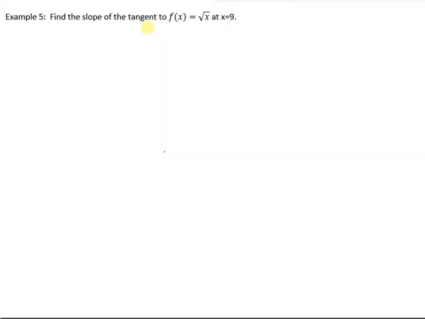Okay, last example. Find the slope of the tangent to f of x equals root x at x equals 9. Okay, so the exact same steps for this one. We're going to write root x plus h minus root x, and then that's going to be all over h. Oops, I forgot the limit as h approaches 0. That is not good. Okay, there we go.